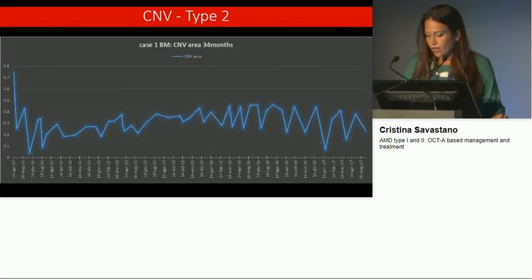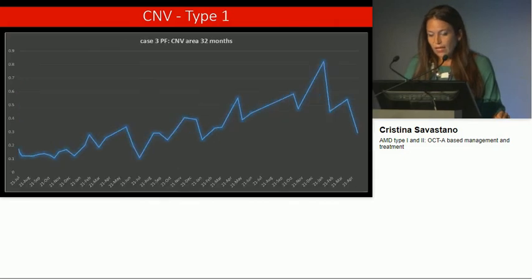In this presentation, it is possible to see the type 2 CNV area trend in 34 months. We can observe the reduction and increase of CNV area over the time corresponding to the anti-VEGF treatment. Like here in type 1 neovascularization over 32 months, where reappear always the increasing of CNV area over the time after the reduction of effect of anti-VEGF.